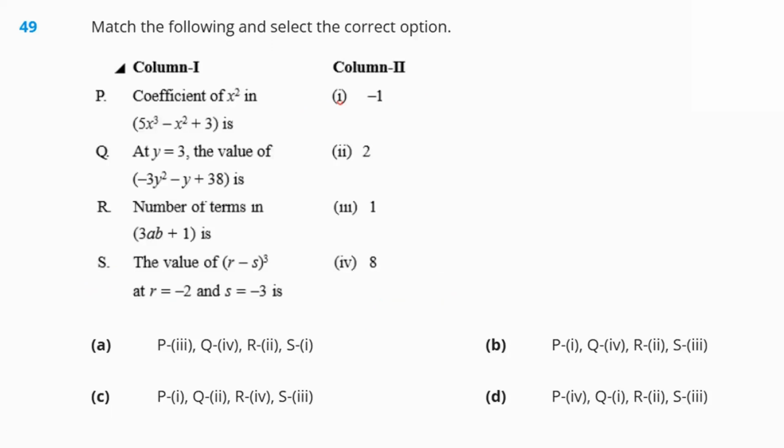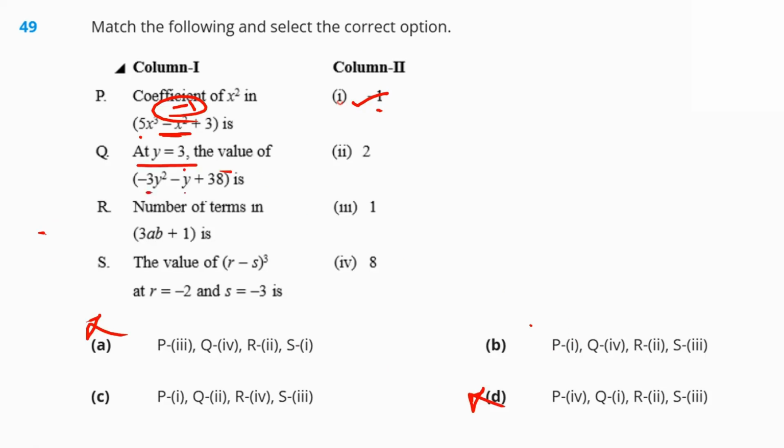Next, question number 49. Coefficient of x squared in the given expression is -1. The first one. That means P matches with the first one. Okay. We have it in option B and C. We have it in two options. So A and D cannot be our answer. Only two possible answers then.